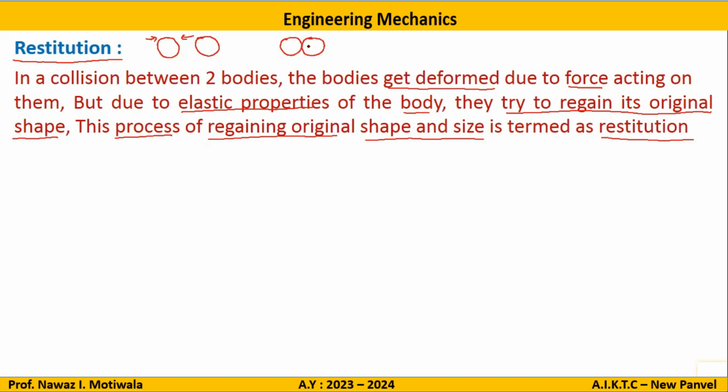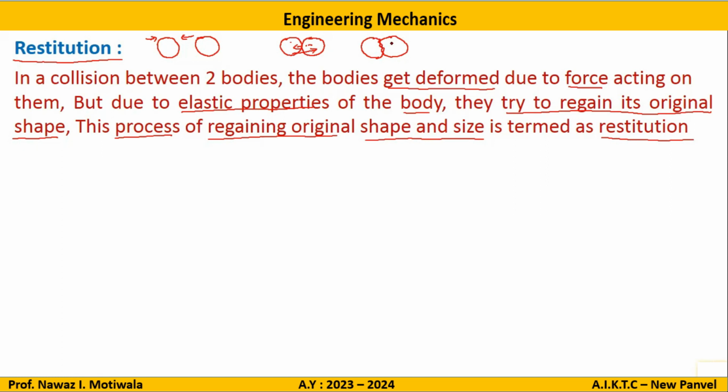Now, because these two bodies are exerting a large amount of force on each other, this body will exert force on this body and this body will exert force on this body for that time period. Because they are exerting the force, there will be some deformation on both the bodies. Now, this deformation is not permanent in nature. It depends on the type of body which collides.